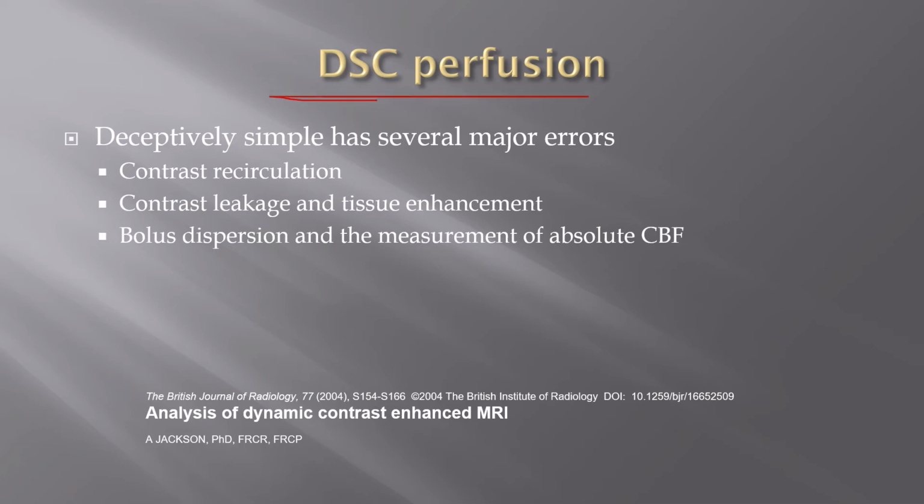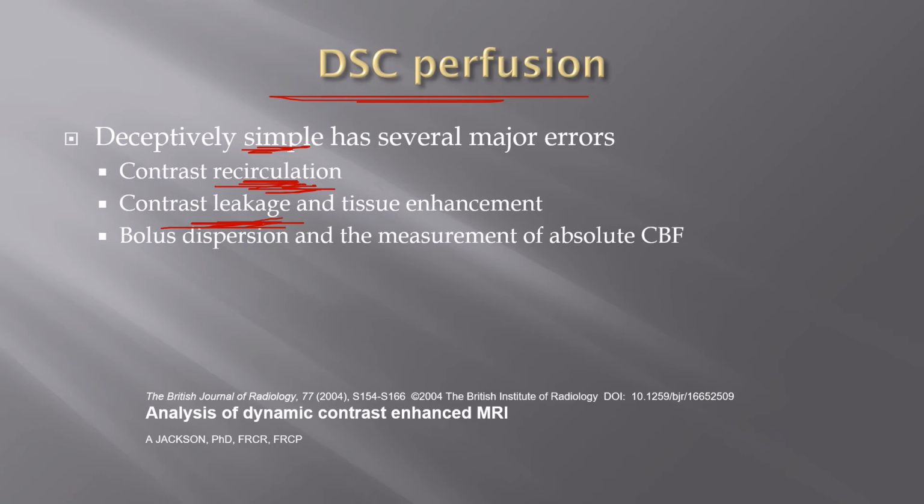So our perfusion seems to be really pretty simple. There are some particularly major problems. One, a little bit of a problem is that contrast recirculation that can occur while you're collecting your perfusion data. Another one is contrast leakage. The mathematical equations are based upon the assumption that there is no leakage of contrast.